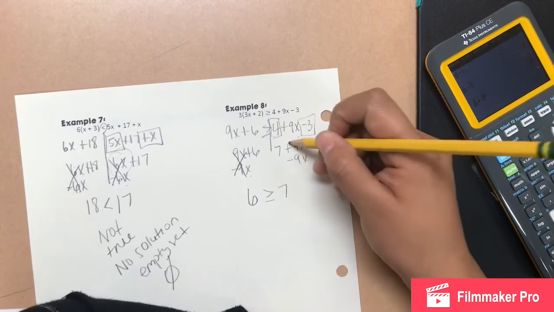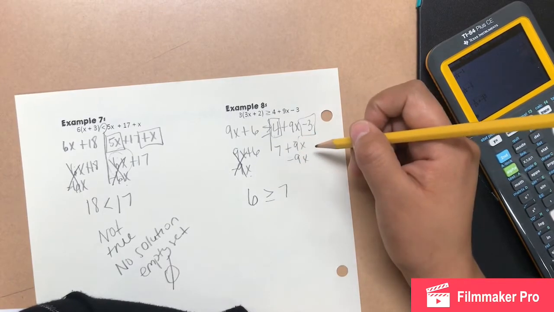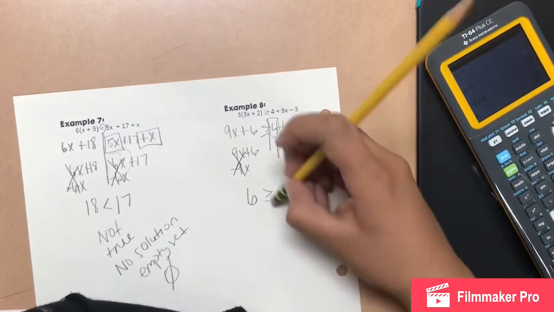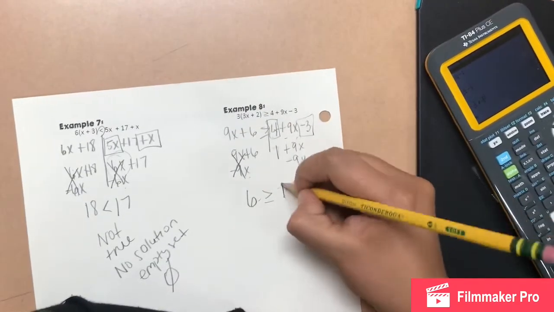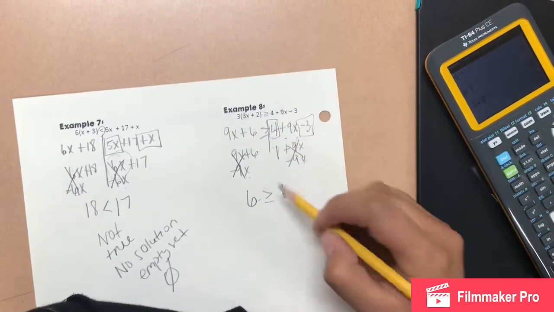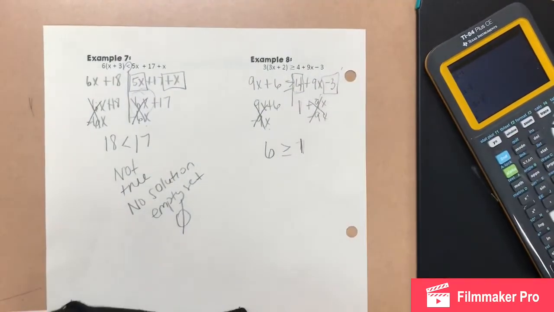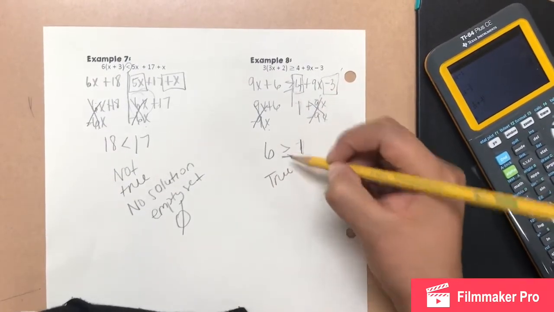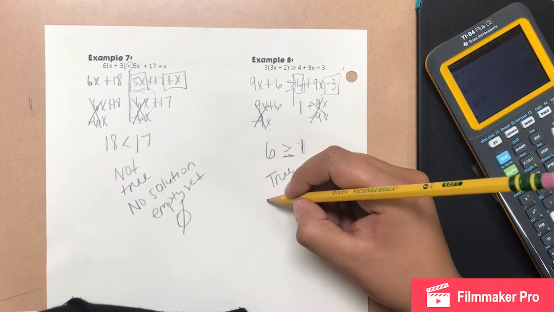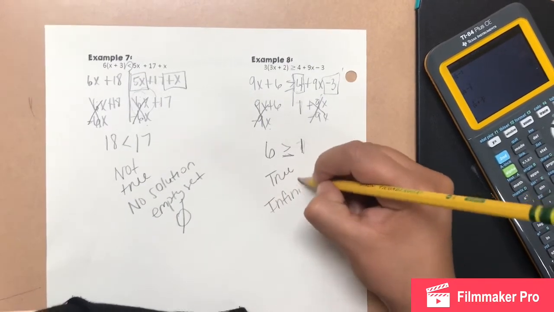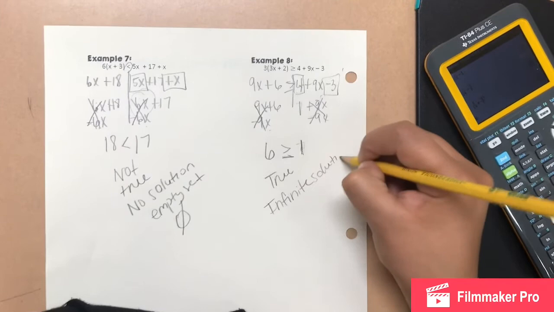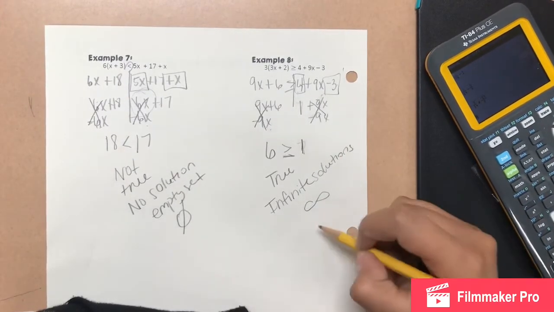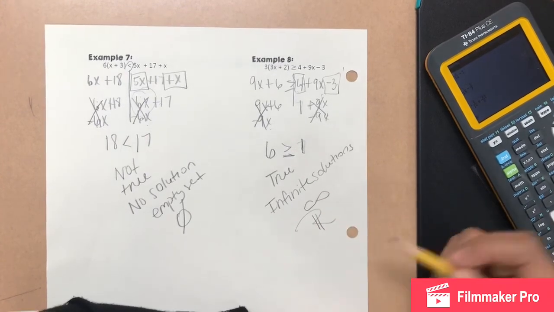9x minus 9x is, I feel like something's wrong there. Oh, I did that wrong. That's 1. Sorry. 4 minus 1 is 1, not 7. 4 minus 3 is 1. And then 9x minus 9x cancels. So ask yourself this question. Is it true? Is 6 greater than or equal to 1? And it is. With this statement being true, we have what we call infinite solutions, or we use the infinity symbol. But most commonly in algebra, we see what we call all reals, which is a double-struck R.